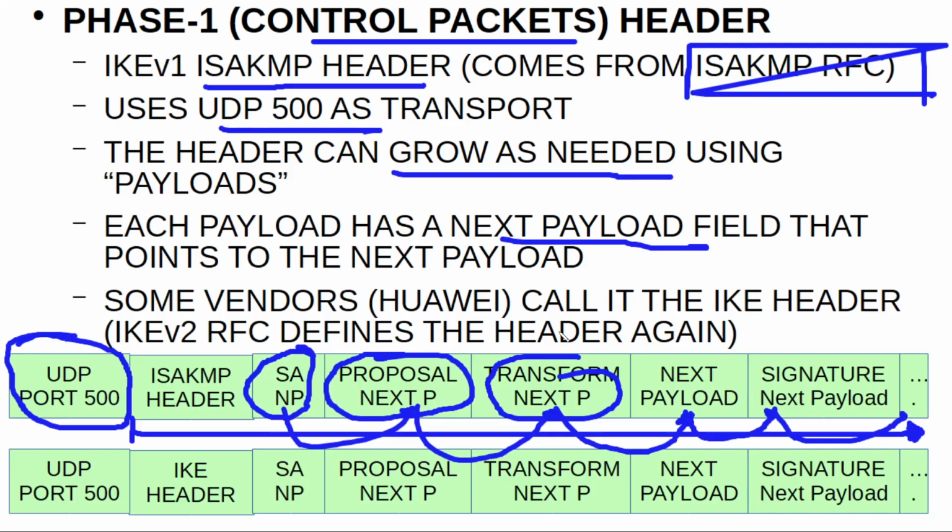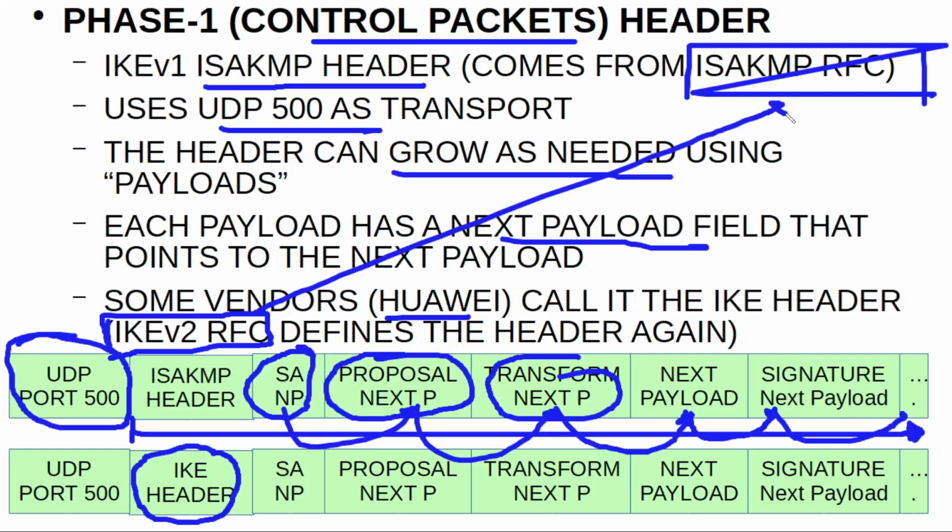Most of the vendors refer to this header as the ISAKMP header. However, some vendors such as Huawei particularly call this header the IKE header. And that may be because the IKE version 2 RFC defines this header again using payload. So it is mostly the same as the ISAKMP RFC definition. So bear that in mind.